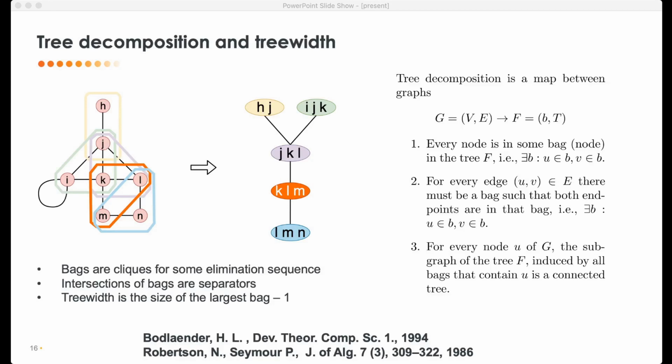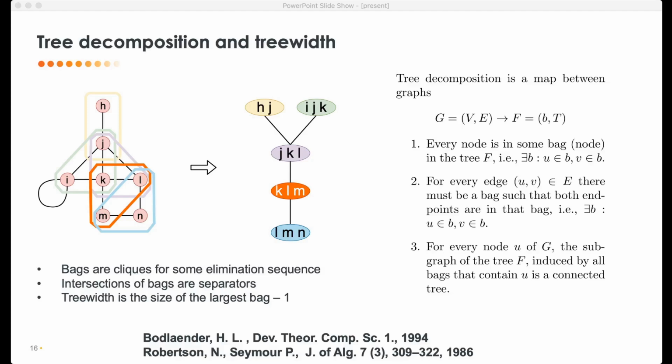Tree decomposition is a map between two graphs such that every vertex of the original graph G is contained in some bag or vertex of the tree graph F. Also, if there is an edge between two vertices in G, then there is a bag such that both of these vertices are contained in it. And finally, each vertex of the initial graph induces a subtree in the tree graph. For example, on the image on the left, the vertex G induces a subtree in the tree graph.